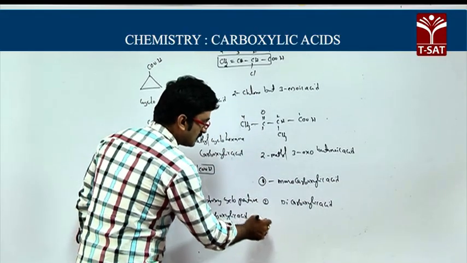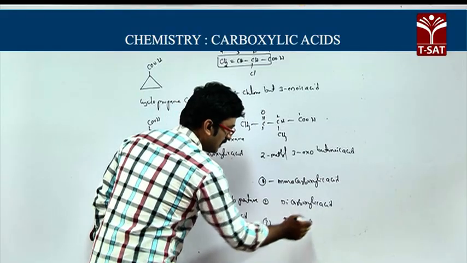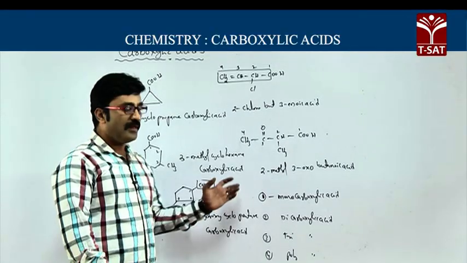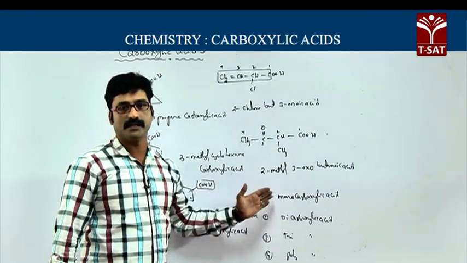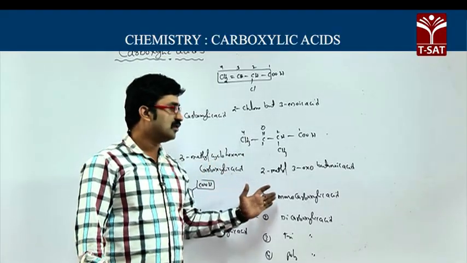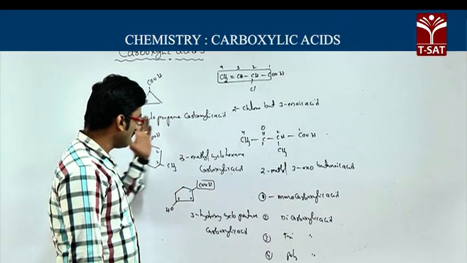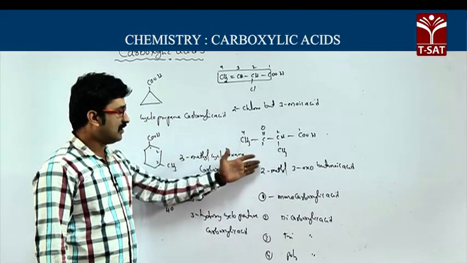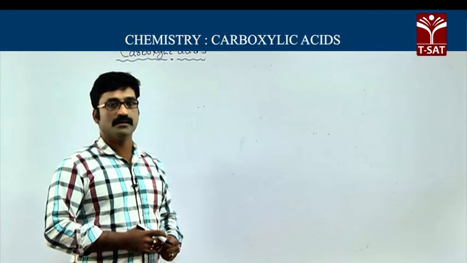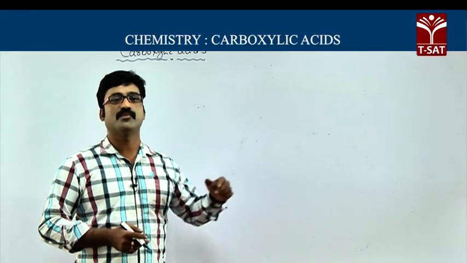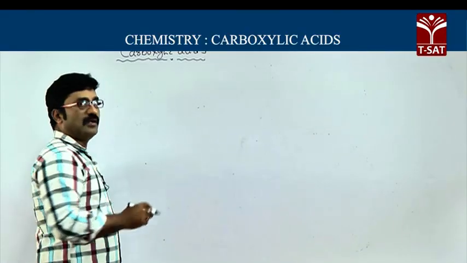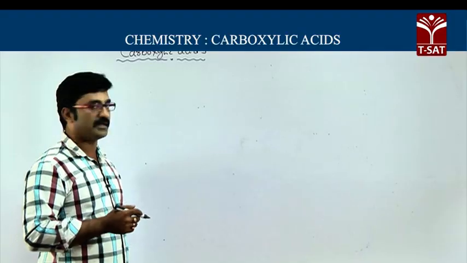Okay, and the third one is tricarboxylic acids, and the fourth is polycarboxylic acids. Now, when it comes to monocarboxylic acids, the carboxylic acids which contain only one COOH group are called monocarboxylic acids. Just now we have taken many examples for the monocarboxylic acids. Dicarboxylic acids are nothing but the carboxylic acids which contain two COOH groups. Now, we will take a few examples for dicarboxylic acids.